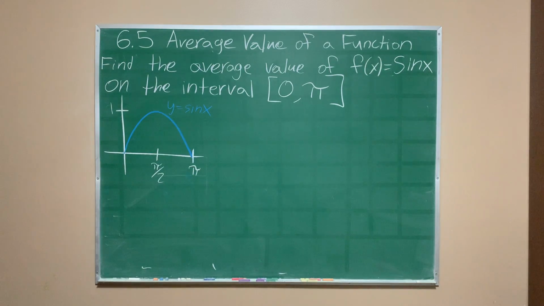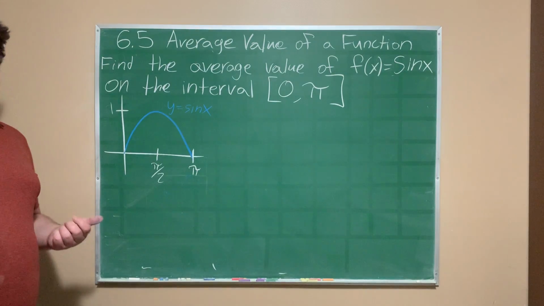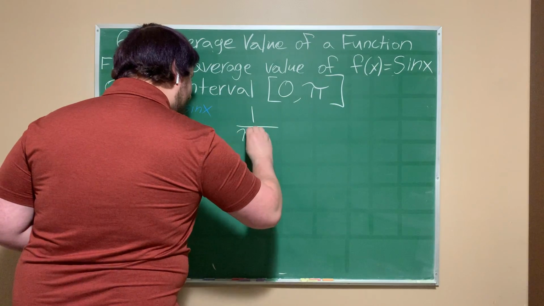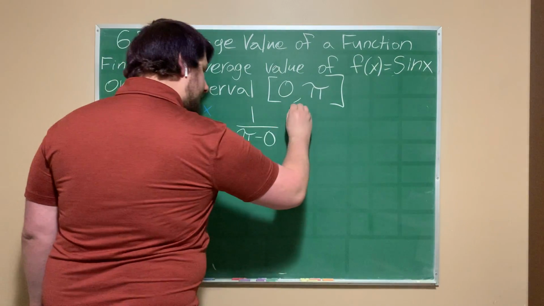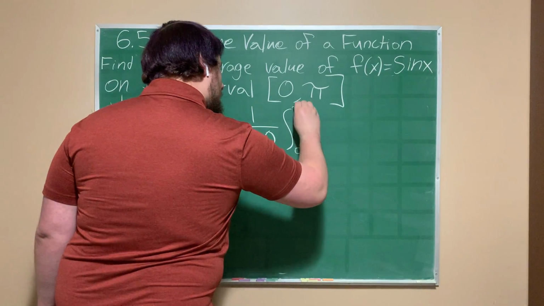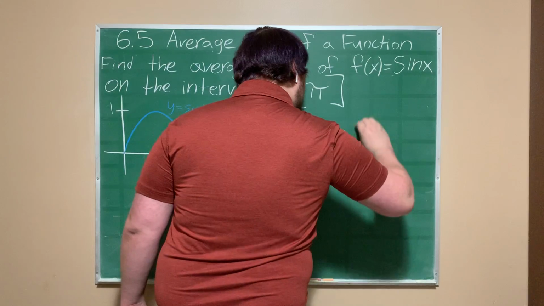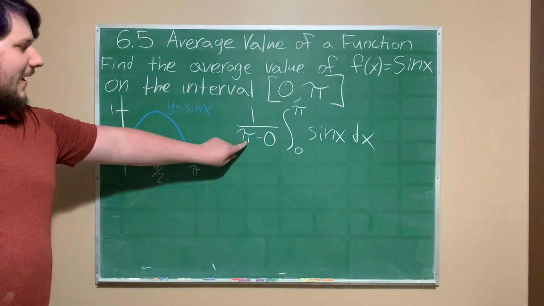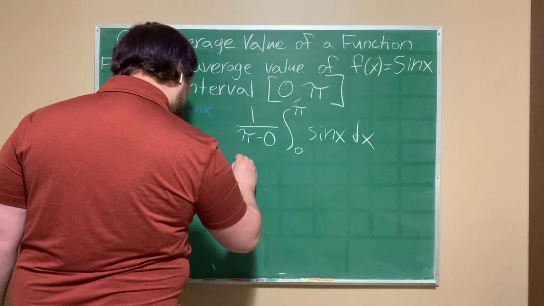Now, again, we're just going to plug straight into the formula to figure this out. We have to take 1 over b minus a, so that means we're going to take 1 over pi minus 0 times the integral from 0 to pi of our function, the sine of x dx. All right. Of course, pi minus 0 is just pi, so we have a constant 1 over pi on the outside.